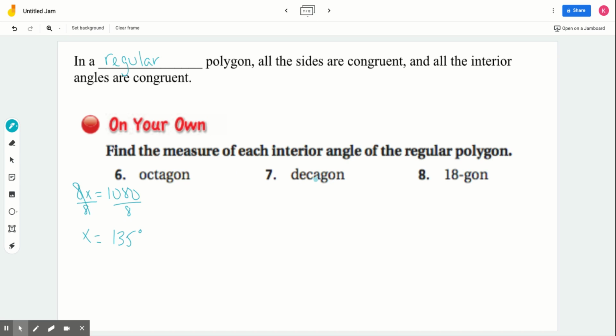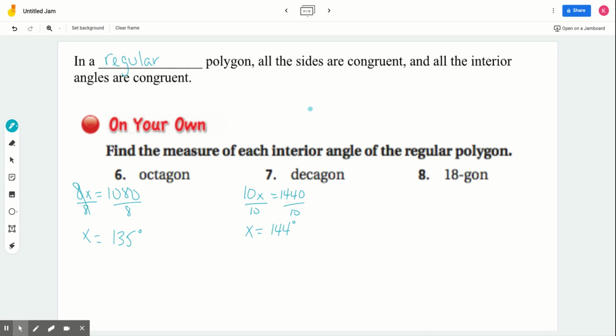So in number 7, we've calculated a decagon before in this video. So we know that a decagon has 10 sides and 10 angles and has a sum of the interior angles of 1,440. So again, we can divide by 10 on both sides to find that each angle is 144 degrees. Now remember, when we see the word regular, it means that they are all the same. They're all congruent. So now for an 18-gon, this says that this polygon has 18 sides.